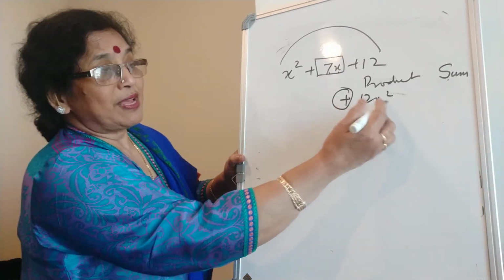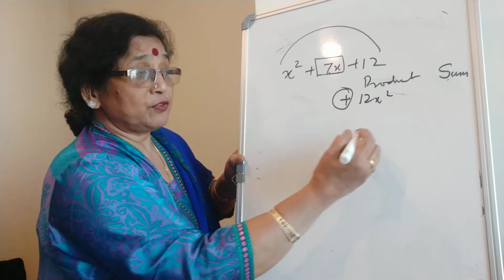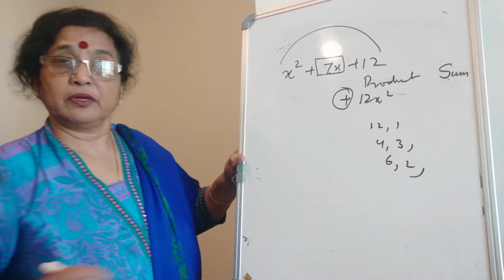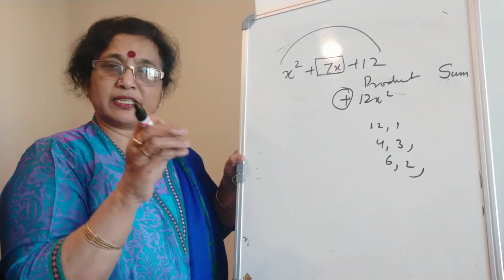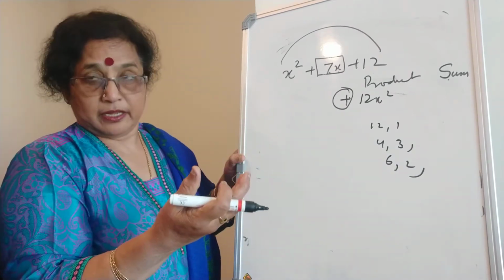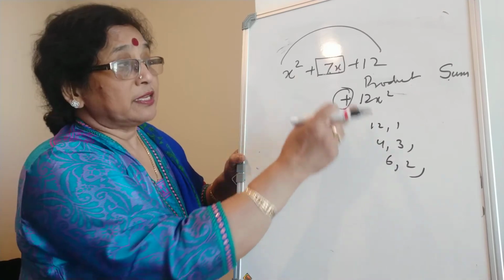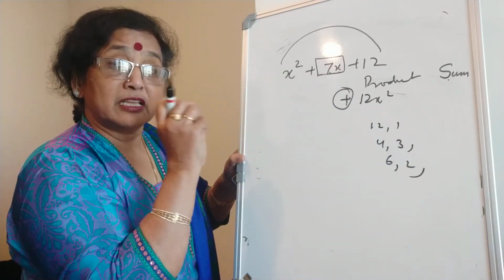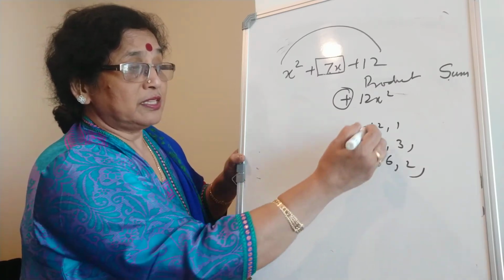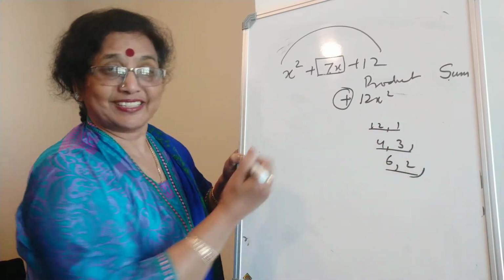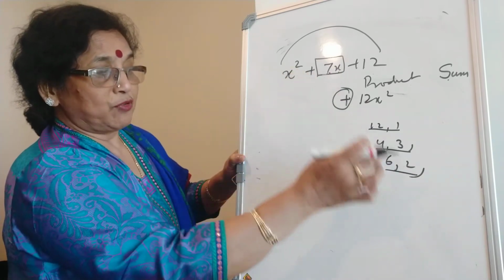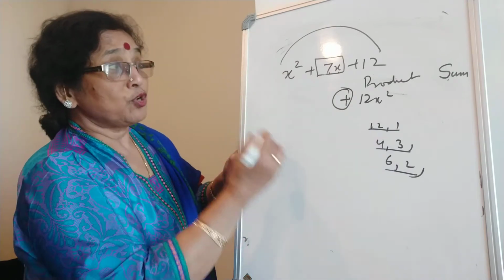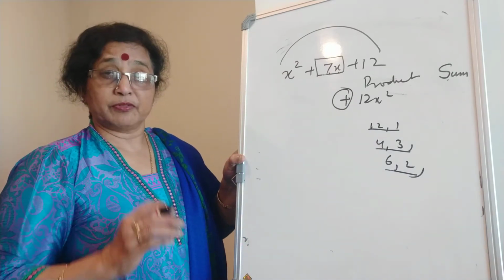So here you have 12x square. The factors of 12 are 12 and 1, 4 and 3, and 6 and 2. Right? This is a small number, I can write it. Of course you know it already, that it is 4 and 3, because the sum of the factors should give you 7. Here this sum is 13, this is 7, this is 8. If it was 8, I would have taken these two. If it was 13, I would have taken these two. If it's 7, I'm taking this. So what do you do now? Sum is not a problem.